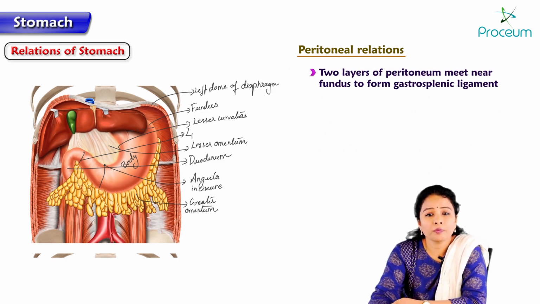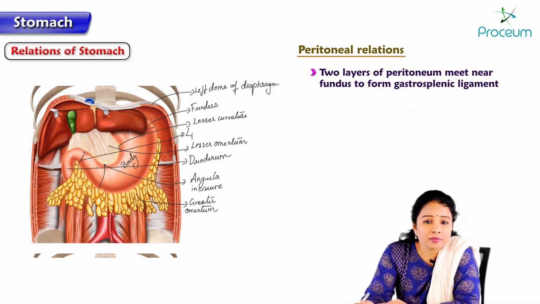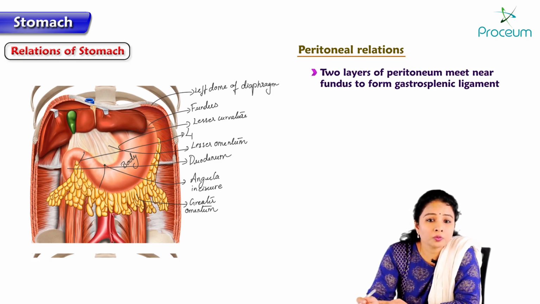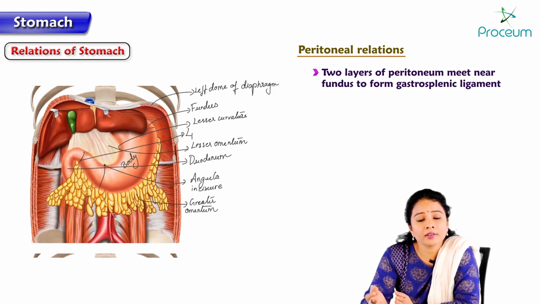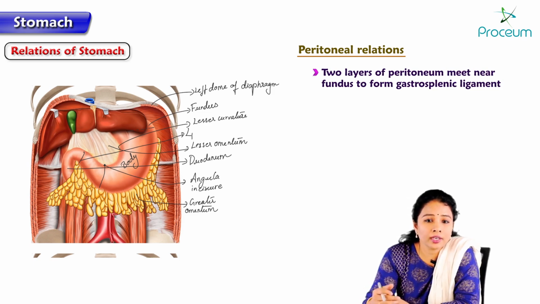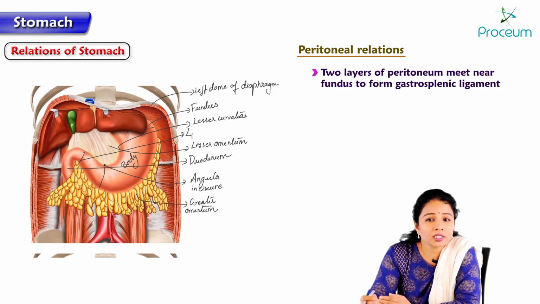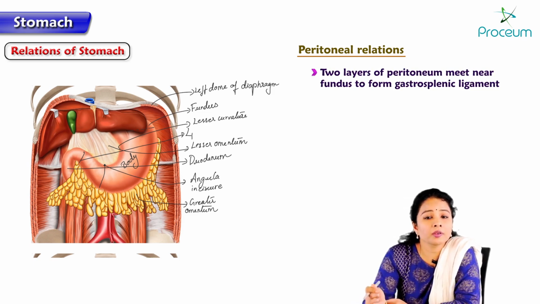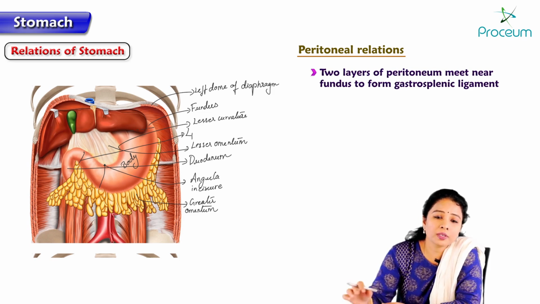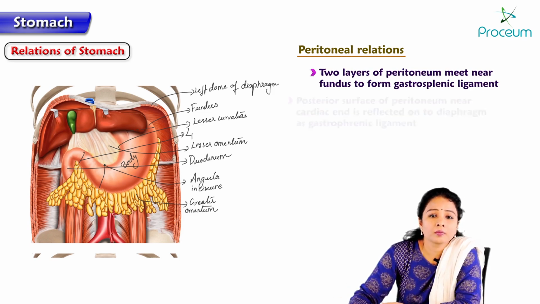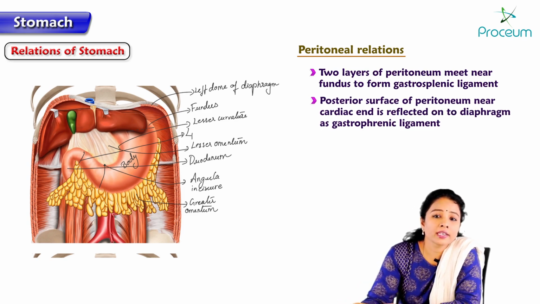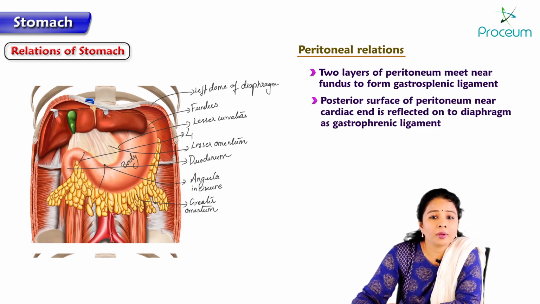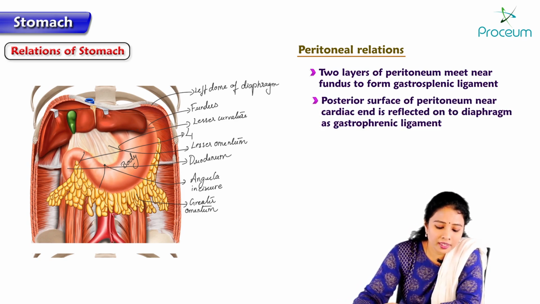Two layers of peritoneum meet near the fundus and they further diverge to enclose the spleen. So it is the connection between the spleen and the stomach which is called the gastrosplenic ligament. The posterior surface of peritoneum near the cardiac end is reflected onto the diaphragm as the gastrophrenic ligament.